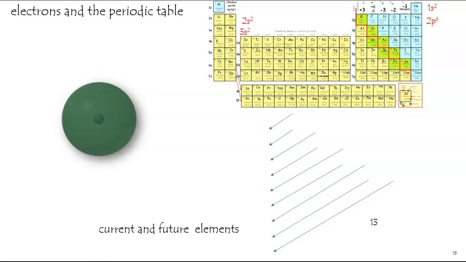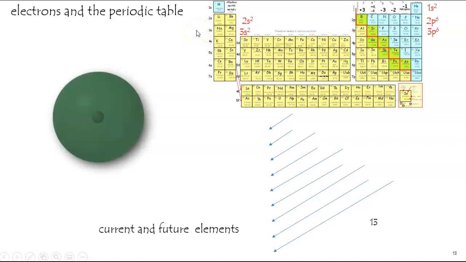What comes next? Try to follow along. 3p6, 2, 4, 6. Third shell is complete. Third shell's not really complete, is it? Because we still have this third shell here. Don't forget about that. Fourth shell, 4s2.